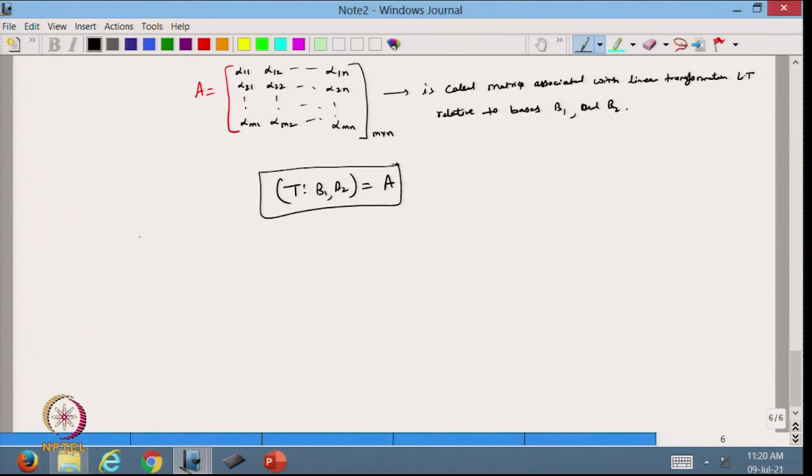So, let us take one example. Let a linear transformation T from V 2 to V 3 be defined as T of x 1, x 2 is equal to x 1 plus x 2, 2 x 1 minus x 2, 7 x 2. So, this is a transformation given to me, it is from V 2 to V 3.